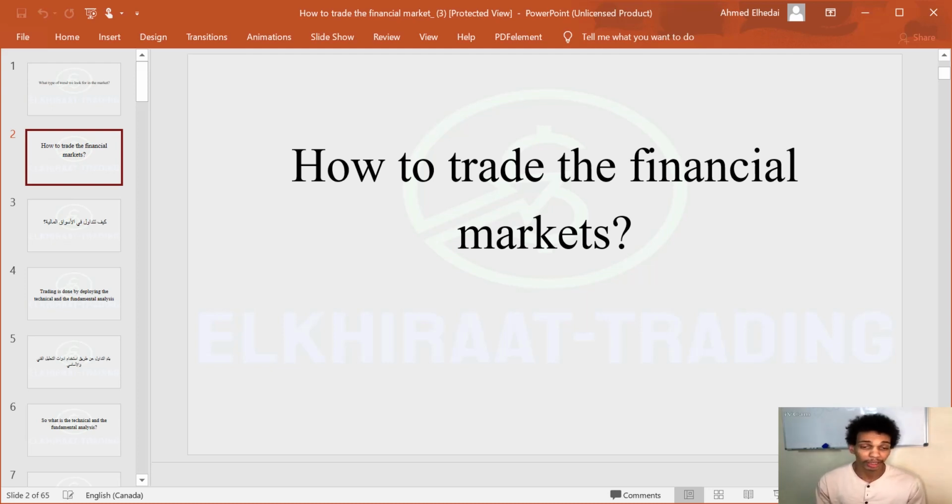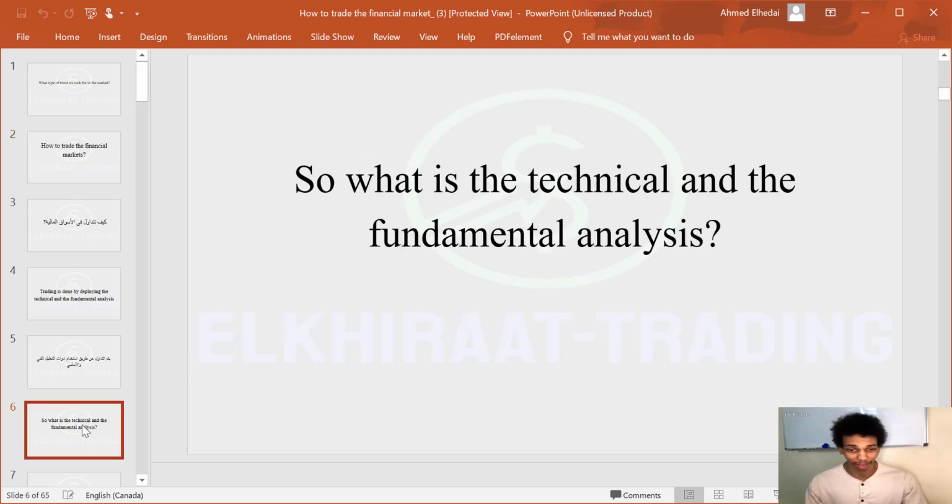We're going to make a definition. We can find the basic terms of trading, like technical analysis and fundamental analysis. Basically, these are the tools or the methods that people use to trade the financial market. As you can see on the screen, the technical analysis and the fundamental analysis. So, what is the technical analysis and what is the fundamental analysis?